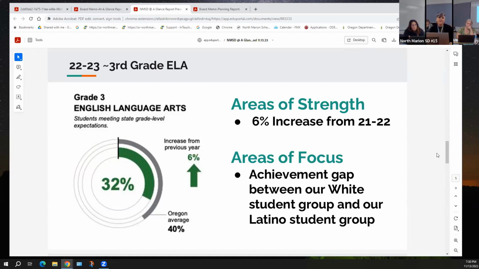In terms of an area of focus for this next year, though, when we did some diving into the data, we are still seeing a pretty significant achievement gap between our white students and our Latino students. So the work we're doing with our ELD programs, and really making sure that we're utilizing that system-wide, how do we get good language acquisition strategies across the board is going to be really important.